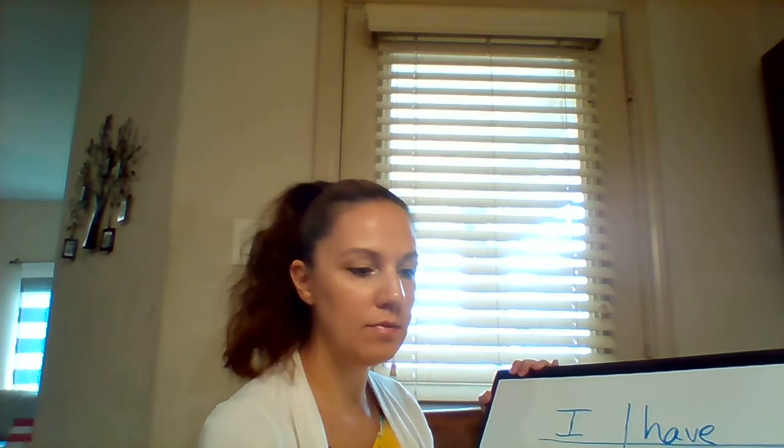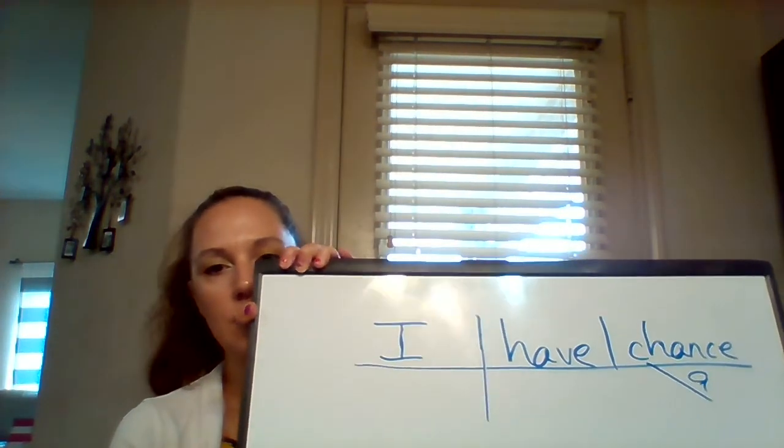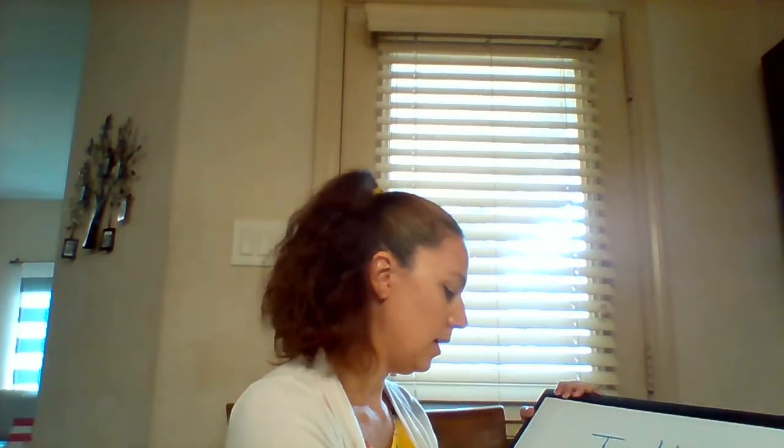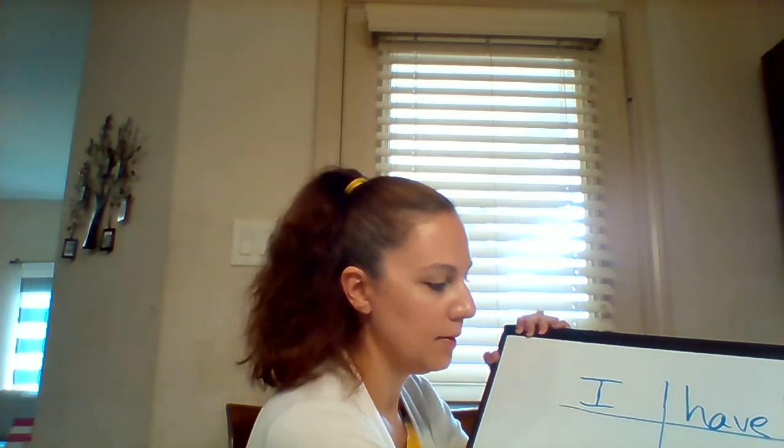I is the subject. Have. Okay. I have what? Chance. And they put the one on the bottom. You could really put it either way. Okay, and it's a chance. A is describing the chance. So I have a chance. And then I eat chocolate. Like I said, it doesn't matter which one you put where. I eat. And then what do I eat? Chocolate.